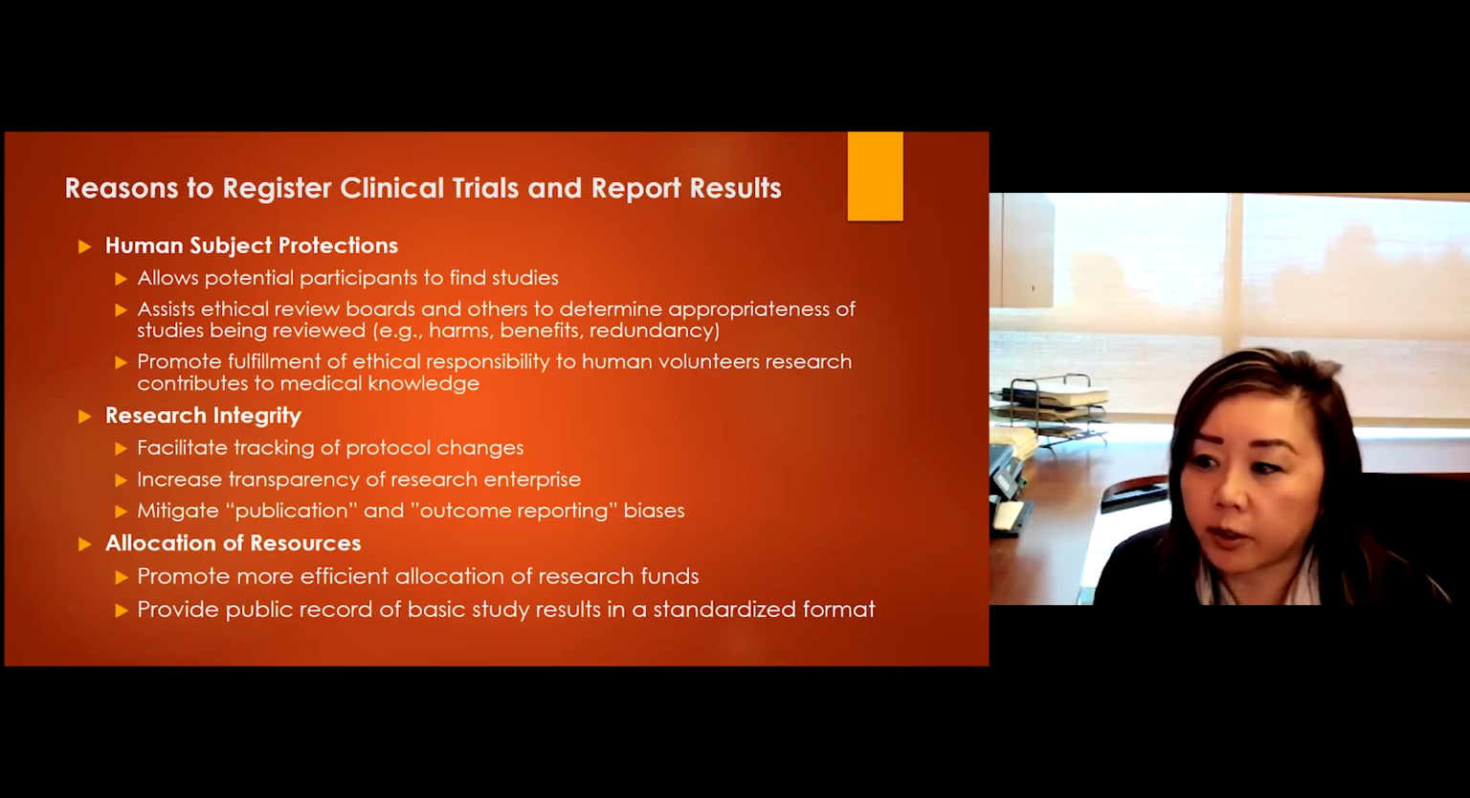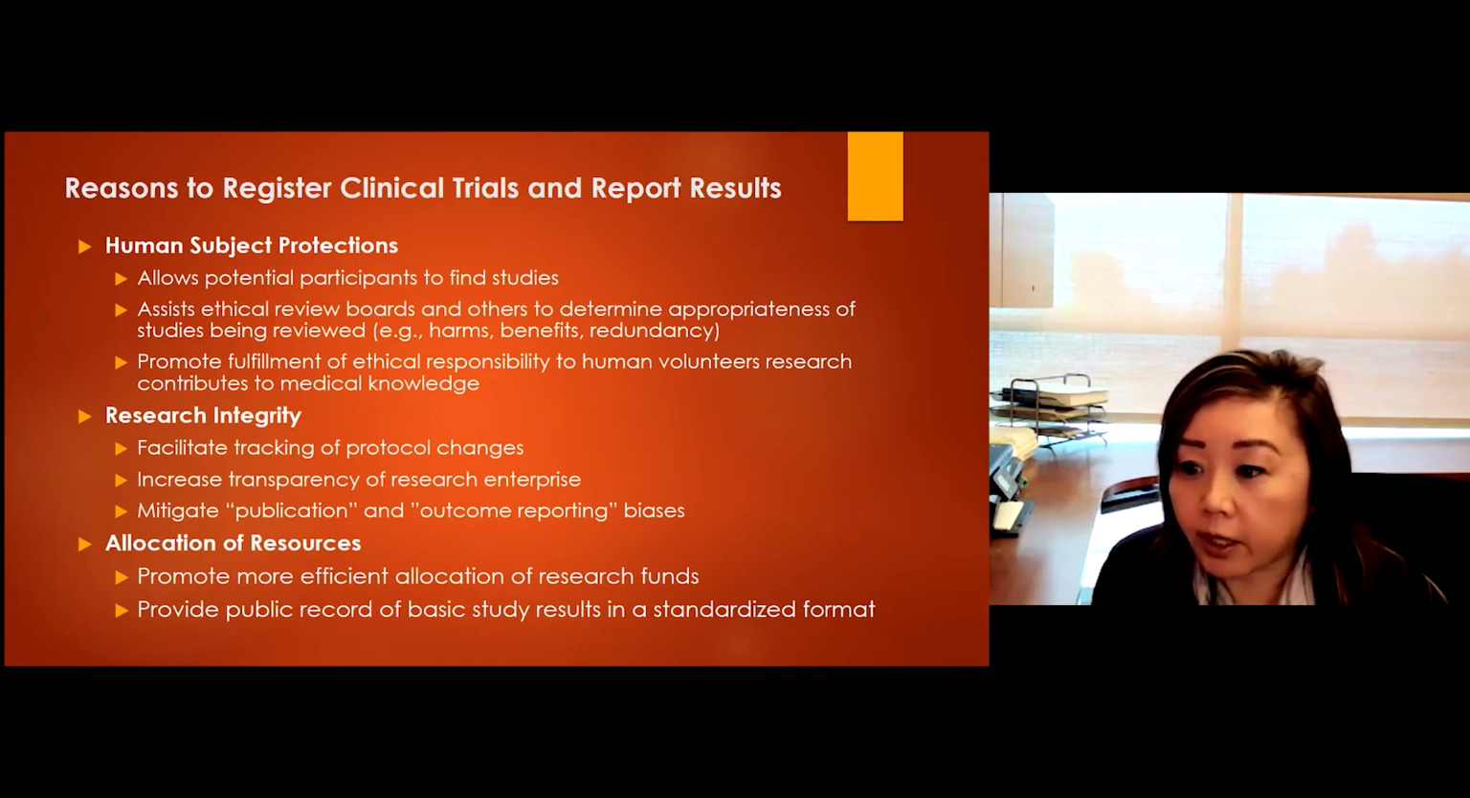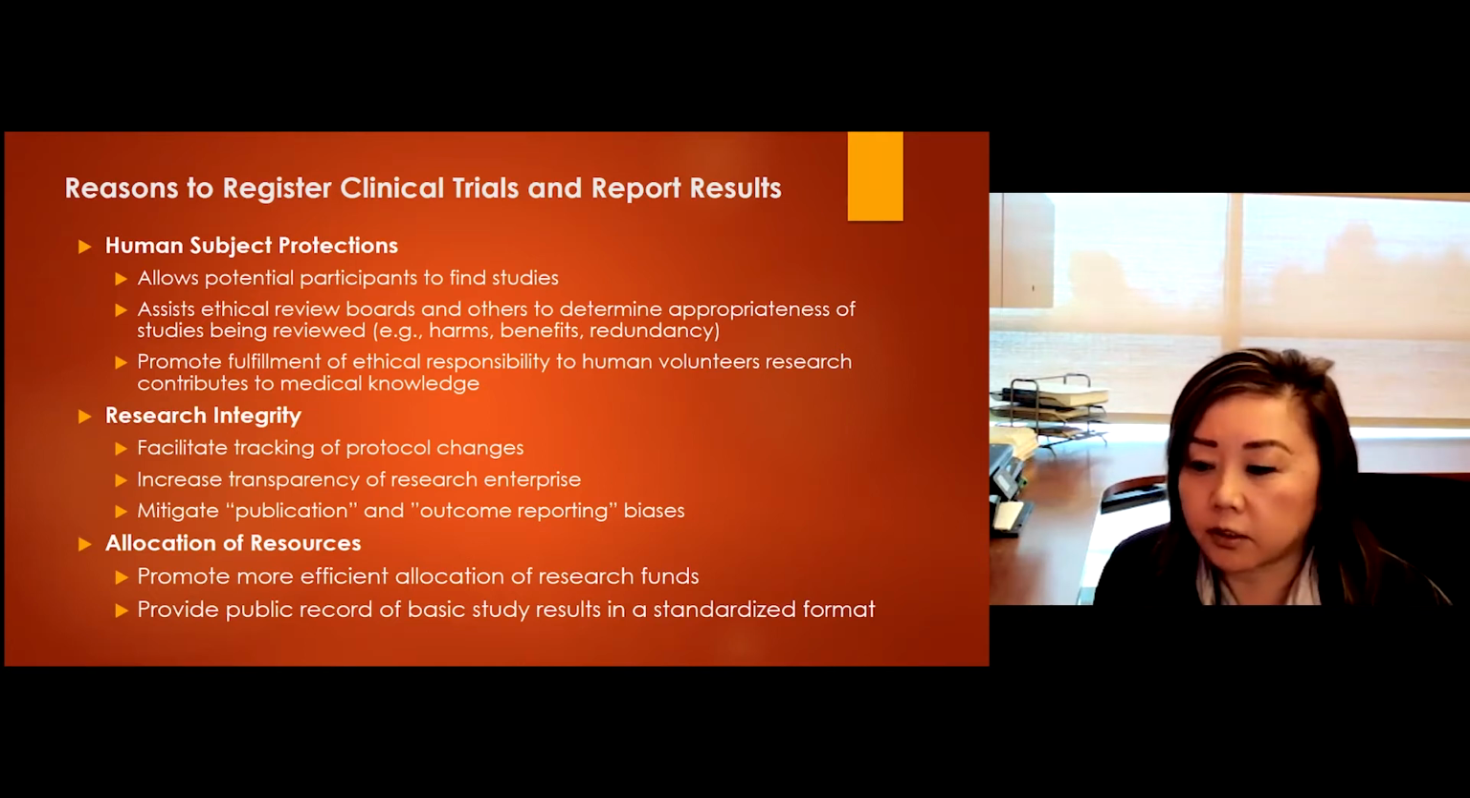It increases transparency of the research enterprise. It mitigates publication and outcome reporting biases. And also for the allocation of resources, it promotes more efficient allocation of research funds. It provides a public record of basic study results in a standardized format.